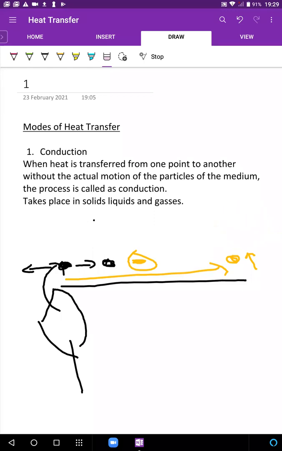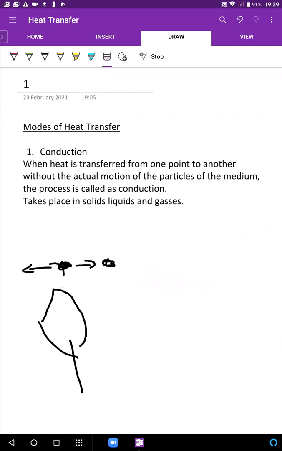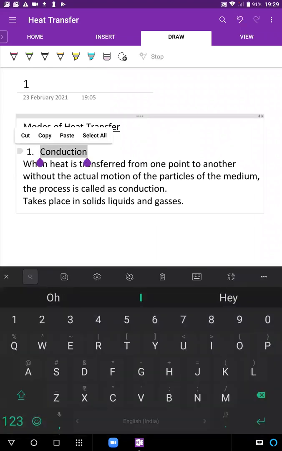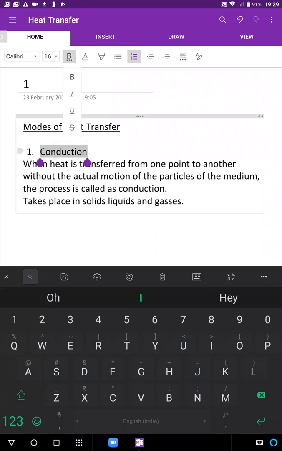That diagram is just for you guys to, in a way, understand what is happening. In conduction, be very clear, the particle need not move, in fact, does not move from its original place. It just oscillates to and fro, and it collides with the neighboring atom and transfers energy to the neighboring atom. That is what happens in conduction. All right, the next one we are going to see is convection.